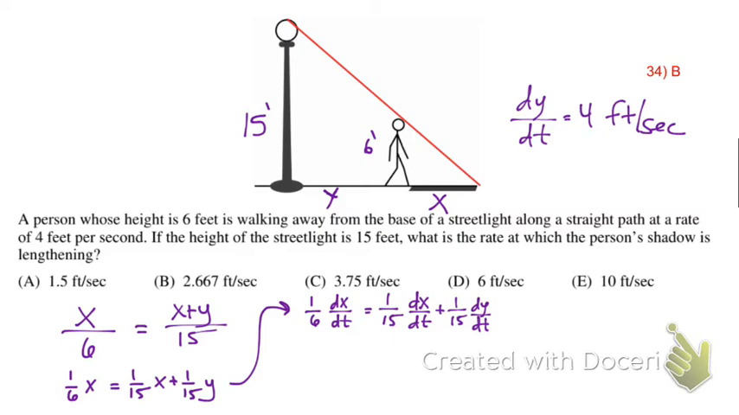So notice I actually only have two variables in this problem. I'm going to go ahead and put this in my calculator since it's a calculator question. I'm going to combine my x's. So essentially I'm going to subtract 1/15 dx/dt from both sides.